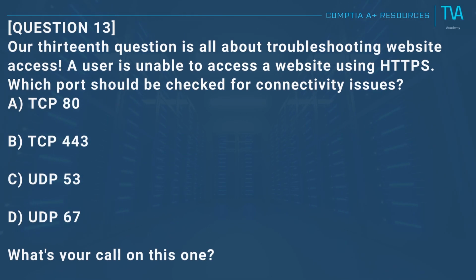Our 13th question is all about troubleshooting website access. A user is unable to access a website using HTTPS. Which port should be checked for connectivity issues? A. TCP 80, B. TCP 443, C. UDP 53, D. UDP 67. What's your call on this one?